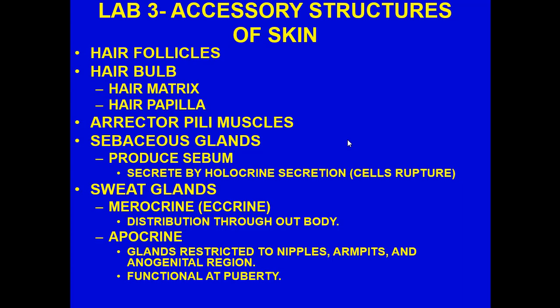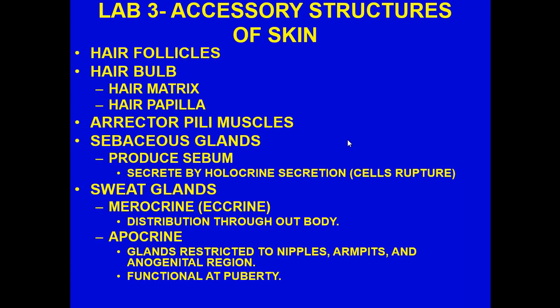Sebaceous glands produce sebum. This is secreted by holocrine secretion, which in other words means the cells rupture as they produce certain vesicles of oil, but they don't exocytotically release it. The cells will rupture and release cell material as well as the oils that are necessary to lubricate the hair shaft.